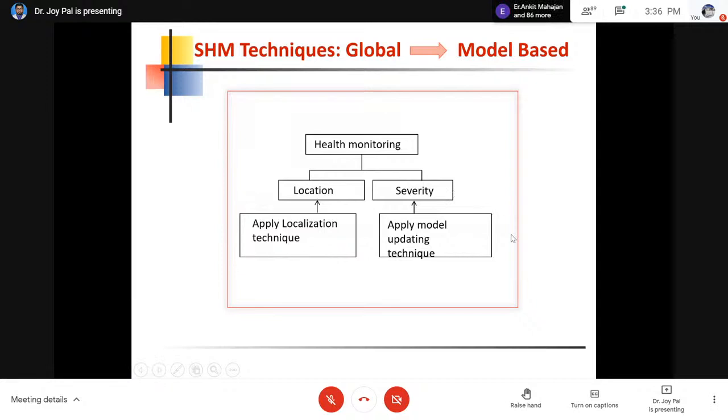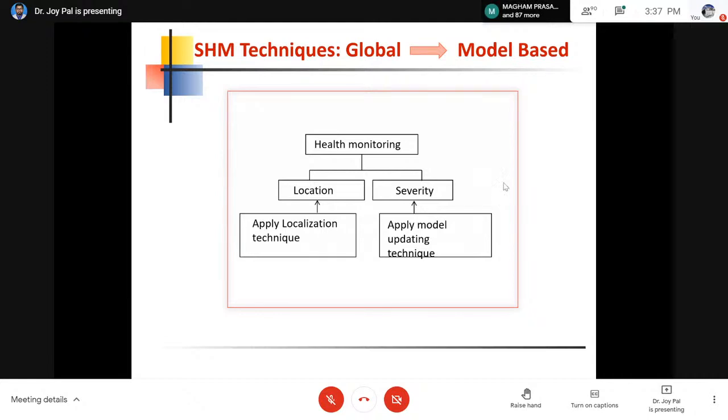In the case of level 3 damage detection, in the numerical model I will fix some parameters based on our experience, those which are sensitive to the damage. Based on those parameters, we will update the numerical model until it represents the damaged structure. That means when our updated reference structure produces the same response as the damaged structure or the real life structure, at that time I can say the parameter value is the severity of the damage.